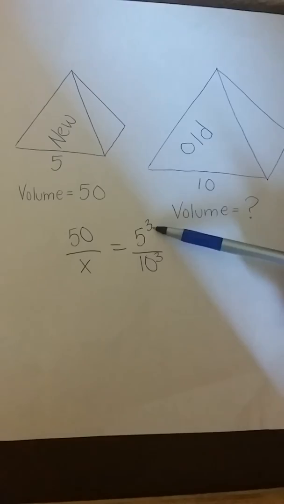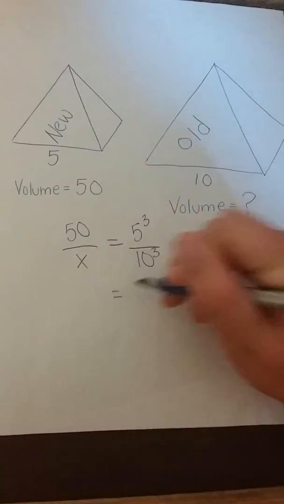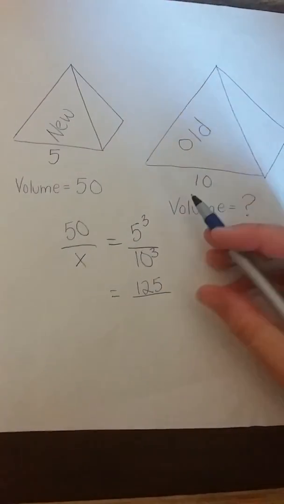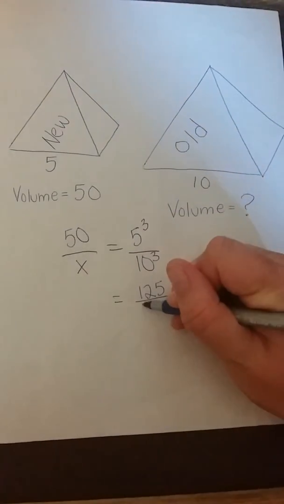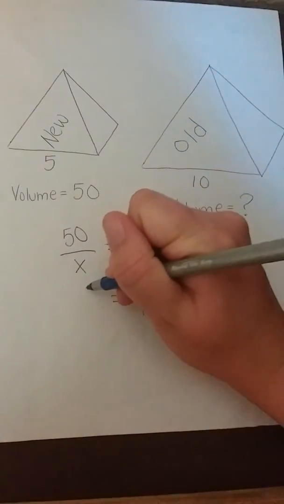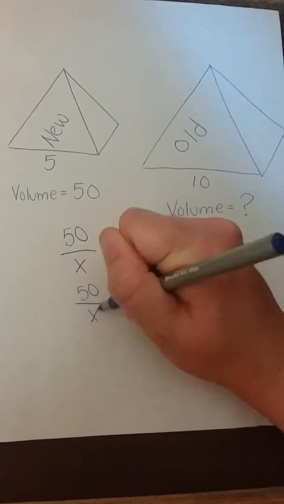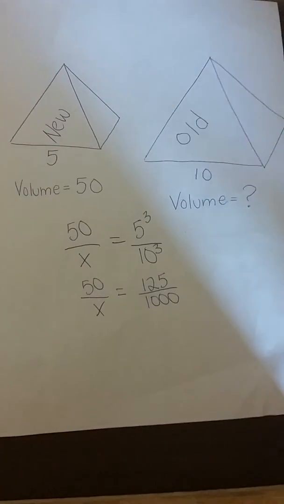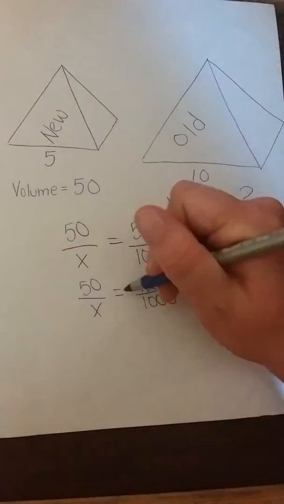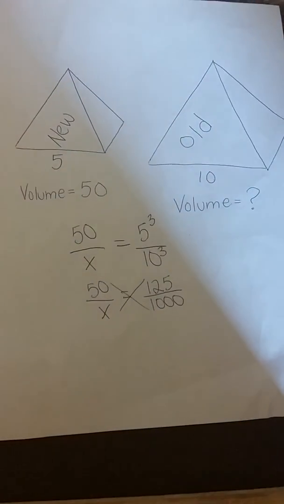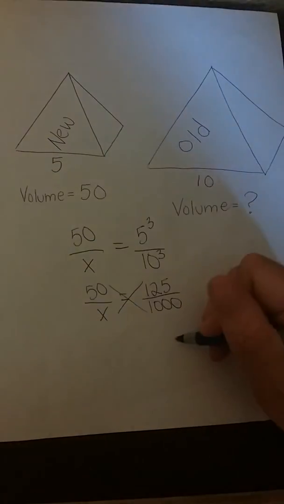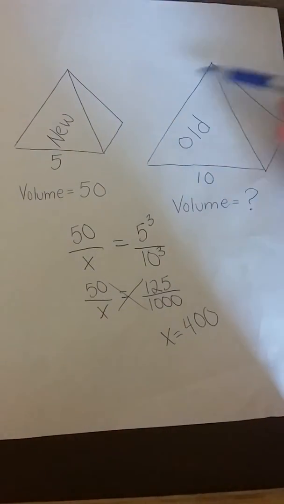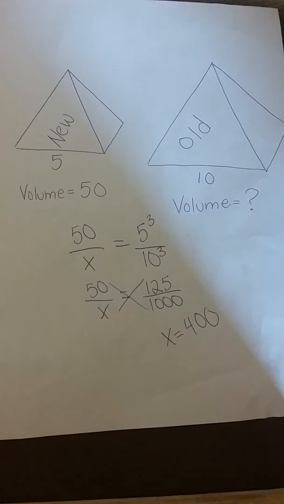So 5 cubed is 5 times 5 times 5, and that's 125. 10 cubed is 10 times 10 times 10, that's 1,000. And over here I bring down 50 over x. This is volume, so it does not get cubed. Only the sides or the scale factor get cubed. So now I go ahead and cross multiply. And I get that x equals 400. So the volume of the bigger pyramid here is going to be 400.